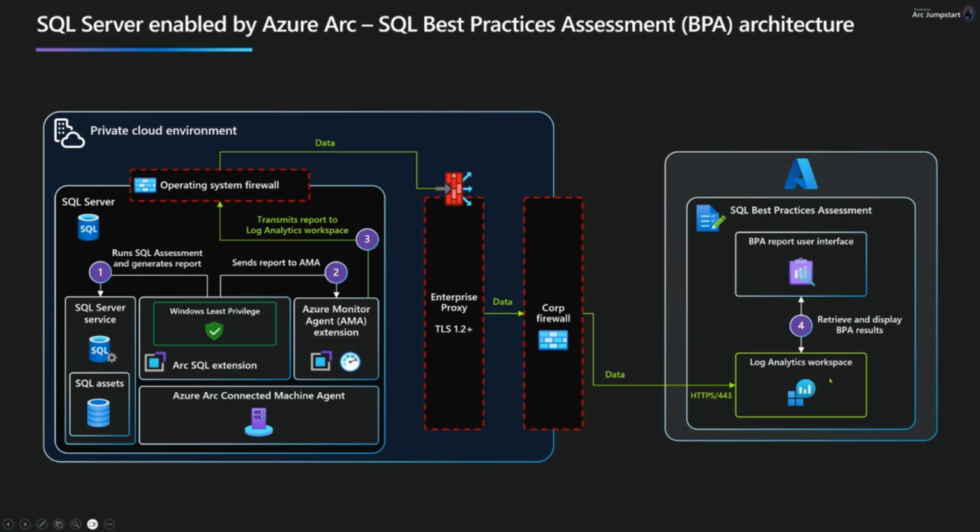Once you have the data in this workspace, we have the user interface. I'm going to show you in a moment. The BPA report interface is going to render those results in terms of the priorities, the rules that are assessed against your database server and all the list of databases. And also, it's going to give you the categories of the assessment results.